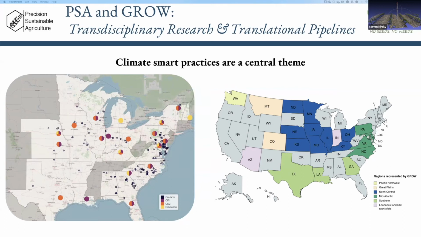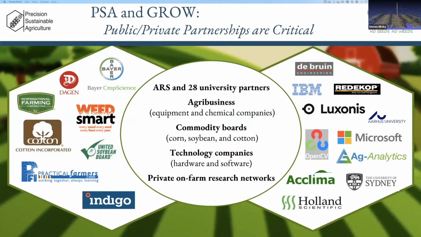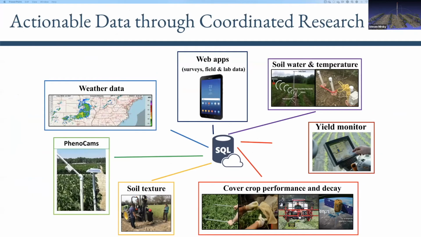And that's going to be a real challenge for us when we're trying to develop more climate smart practices. And I just want to emphasize that a lot of this really comes from public-private partnerships. So we're at ARS, we're NRCS, we're over 28 university partners. We have deep partnerships in agribusiness equipment and the chemical companies, strong collaboration with the commodity boards, a number of technology companies, as well as the public on-farm network we manage, as well as private on-farm networks that we partner with. And I think this gives the gist of how this translational research comes from these strong transdisciplinary teams.